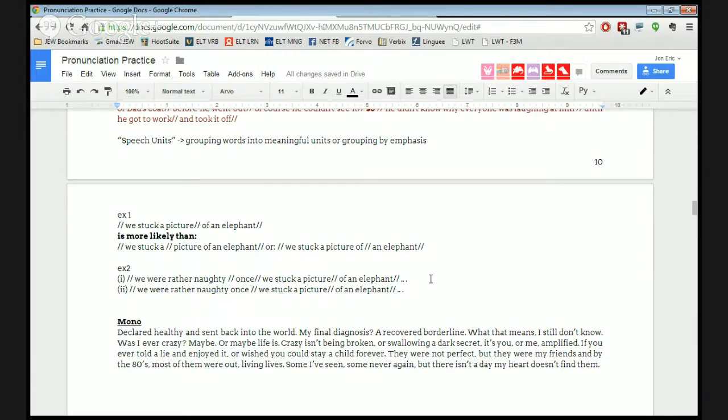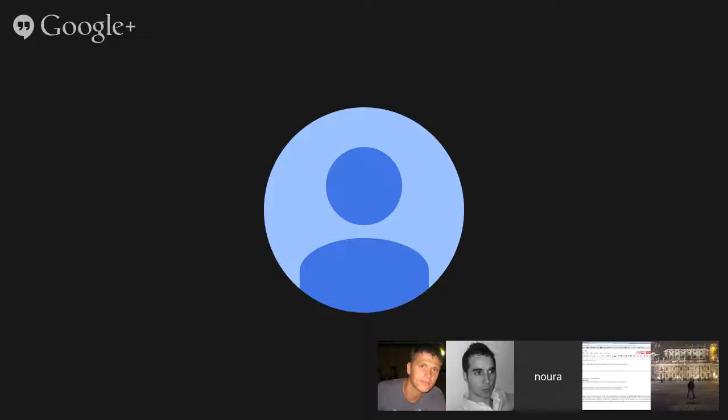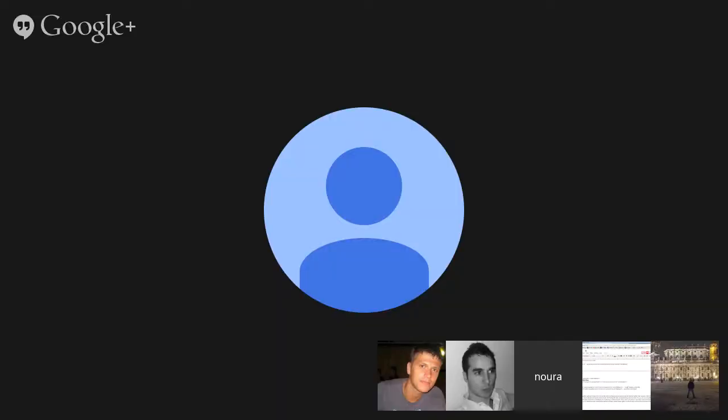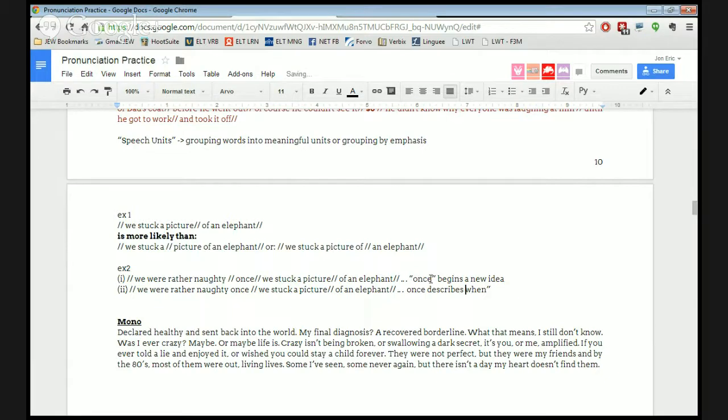So in the first example, once begins a new idea. The word once begins a new idea. In the second one, it does not begin a new idea, so the meaning is totally different. Once describes when we were naughty. Okay, so there are two different concepts. Both are possible. In this case, the correct one is number 1 because that's the way that I read it, but both are possible. They just have different meanings.